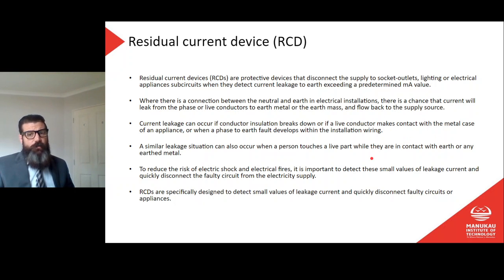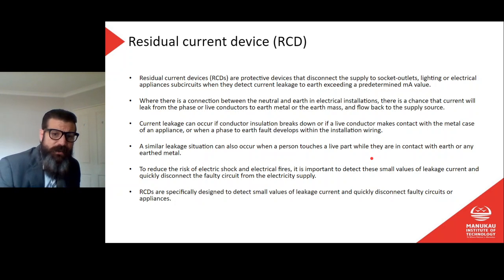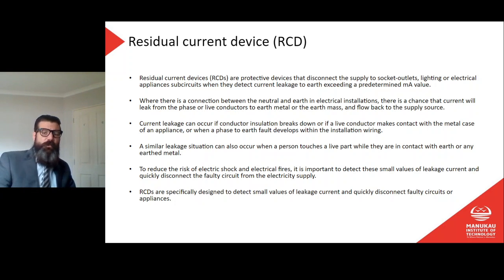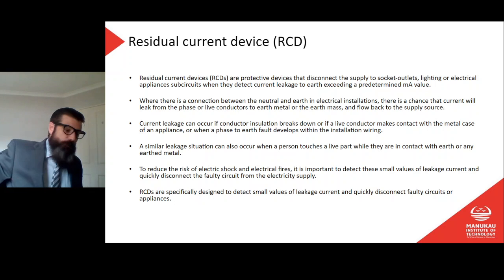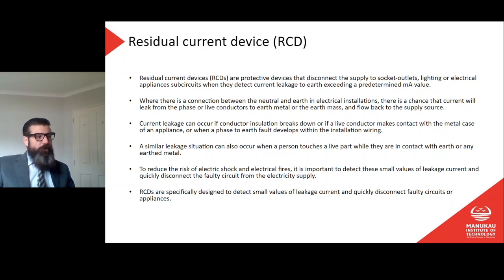Where there is a connection between the neutral and earth in an electrical installation, there is a chance that current will leak from the phase or live conductors to earth metal or the earth mats and flow back to the supply source. So if we have some sort of connection between phase and some metal part of an electrical appliance, and we have a connection between earth and neutral in our installation because we have an MEN endpoint, that's the whole basis of our MEN system, that means current could flow from that phase down through that metal, through the earth conductor, back across the connection between earth and neutral into neutral, which means we have current flowing, which means we have a voltage present on that metal, which means I can touch it and get a shock.